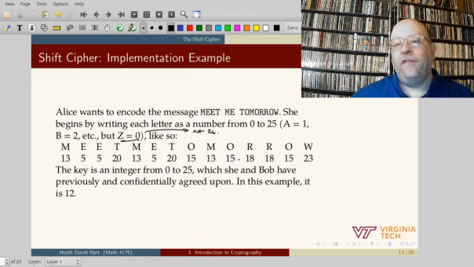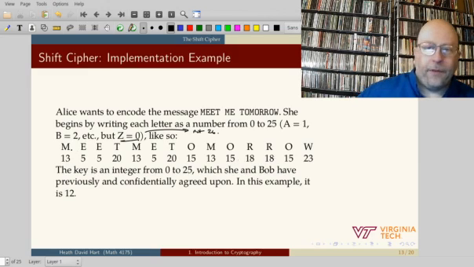This is a peculiarity that you might not be familiar with, but this allows us to talk about doing calculations in the field or in the ring Z mod 26. Okay? When we do this calculation, "meet me tomorrow," M becomes 13, E becomes 5, T becomes 20. I'm sure you've done this kind of conversion before at some point.